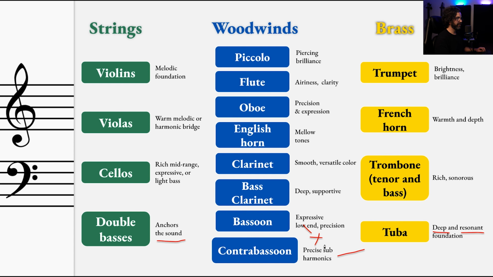Now, if I decide to take off my contrabassoon, at some point I would just be left with my double bass and my tuba. Then I would have an anchored sound with a deep and resonant foundation. This is so cool with this kind of diagram, that it can help you focus more on the effect that you're having when you're adding or taking off some instruments.